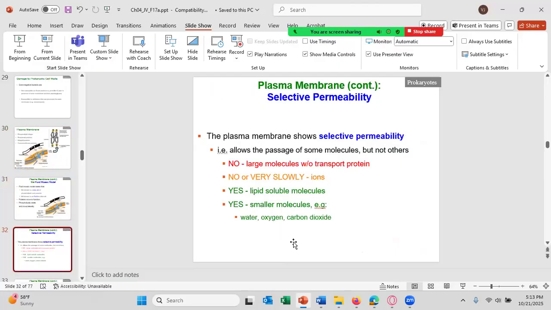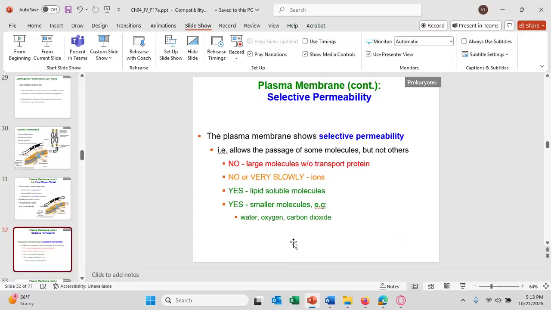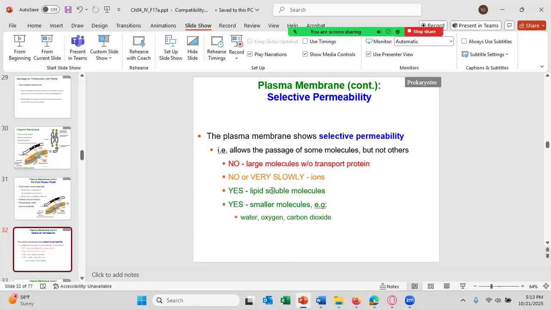All right, the plasma membrane has selective permeability. This means the plasma membrane allows some molecules to pass, but not others. No large molecules can move across the cell membrane without the help of a transport protein. Ions either do not move across the plasma membrane or they move very, very slowly across the plasma membrane. Smaller molecules like water, oxygen, and carbon dioxide can move across the plasma membrane. Oxygen and carbon dioxide are the two most important.